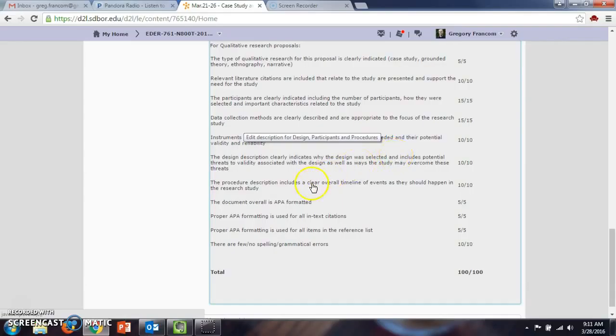And then, let's see, what else? The design description. Why did you choose this design? What threats to validity are associated with the design? And then the procedure description includes a clear overall timeline of events as they should happen in the research study. So when are you going to do those focus group interviews? When are you going to do those observations? How will they sequence together in your research study?